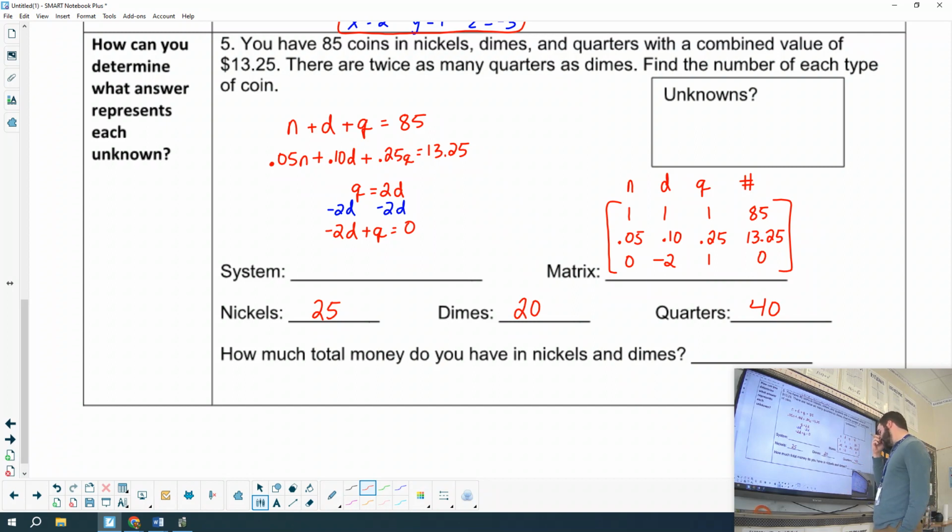Okay, so our last question is here. How much total money do you have in just nickels and dimes? Well, that's going to be 0.05 times 25 plus 0.10 times 20, right? If I'm just doing those two. So let's see here. 0.05 times 25 plus 0.10 times 20, which is, so if we were just looking at nickels and dimes, we would just have $3.25.